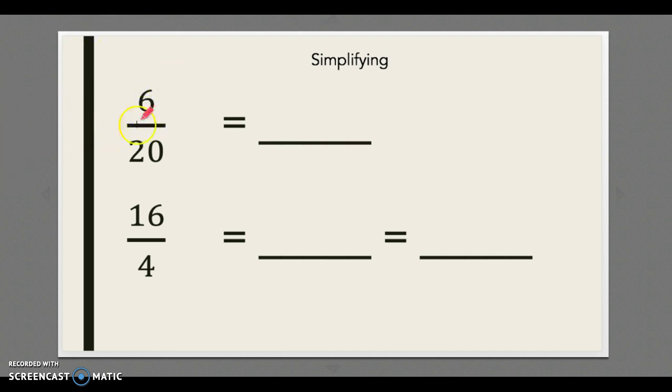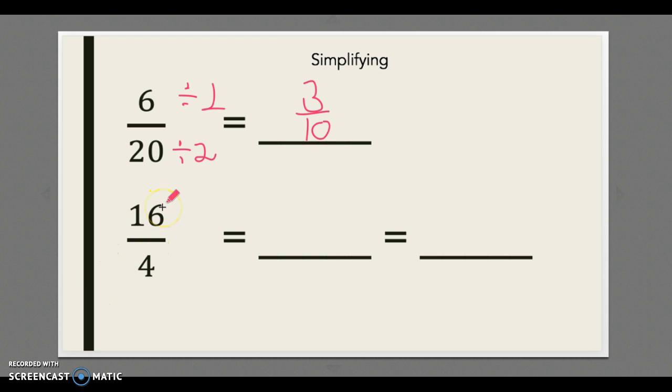So in this example here, a common factor of both 6 and 20 is 2. So I'm going to divide my numerator by 2. And I'm also going to divide my denominator by 2. 6 divided by 2 gives me 3. And 20 divided by 2 gives me 10. So 6/20 simplifies to 3/10.